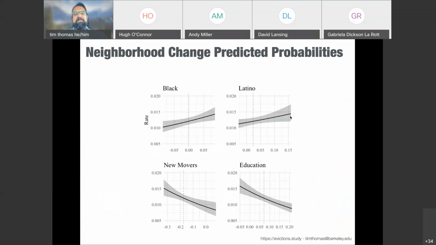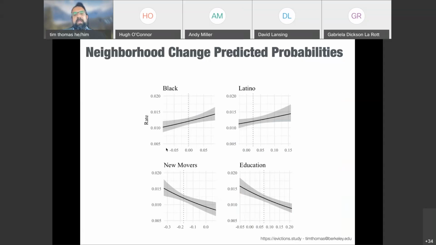The predicted probabilities of growth in Black neighborhood change show that the greatest predictors of eviction, or the greatest impact that's happening, is that areas that see increases in Black population and also Latinx populations see an increase or higher rates of eviction. And new movers and education has a negative relationship. What this means is that the Black population here, these are folks that have been moving to South King County, as well as the Latinx population.